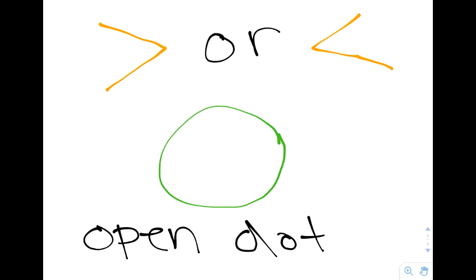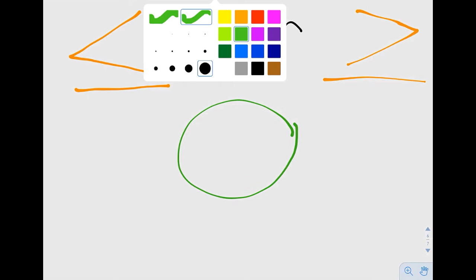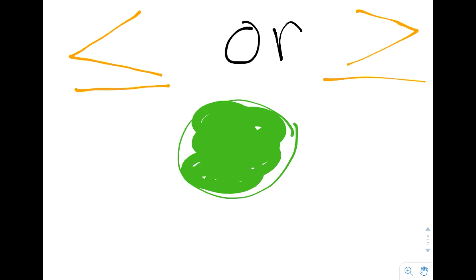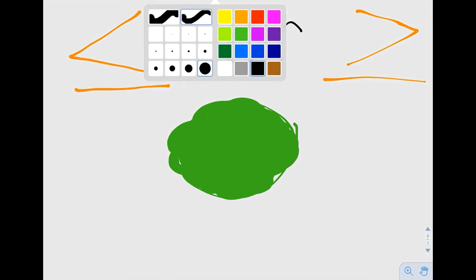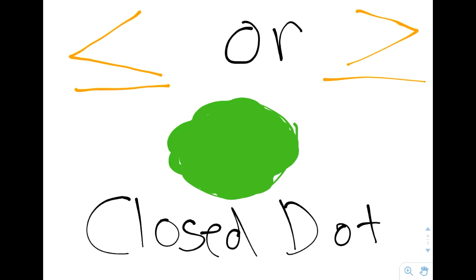If your inequality sign is either greater than or equal to or less than or equal to, you place a closed dot on the number. This is to show that this number is included in the set because equal to is included in that sign.